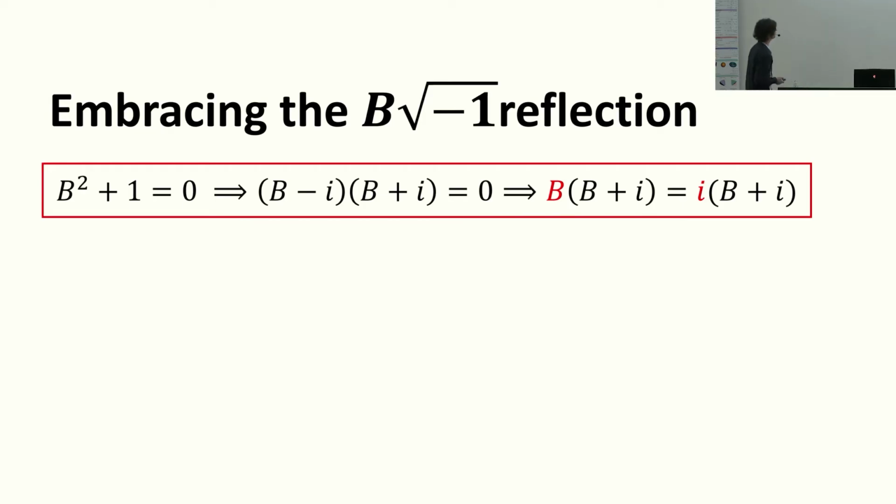Here I am factorizing things. B squared plus 1 is equal to 0. So (B minus I) times (B plus I) is equal to 0. And you can learn a lot from that relation.